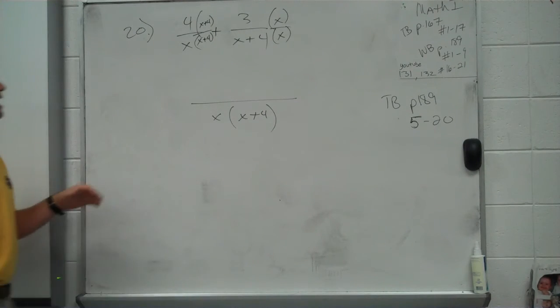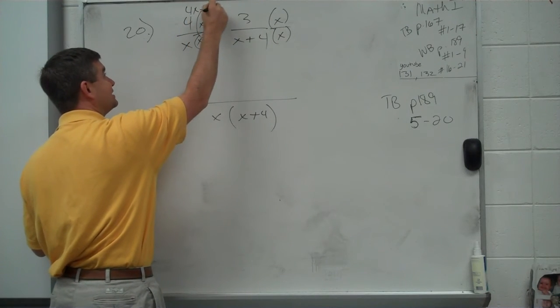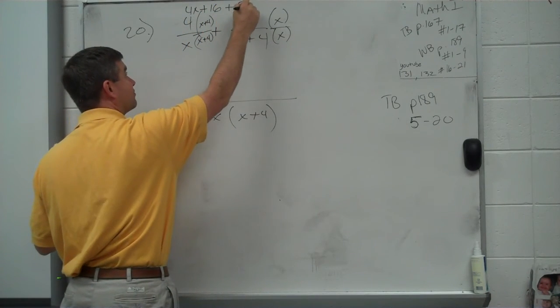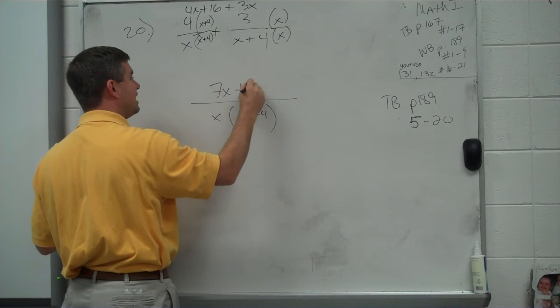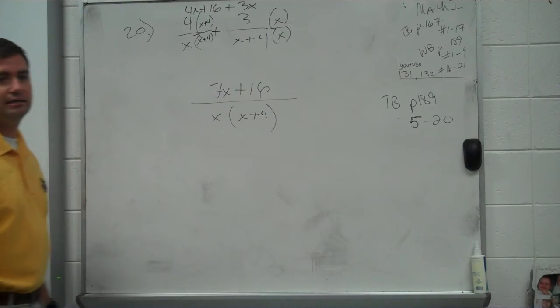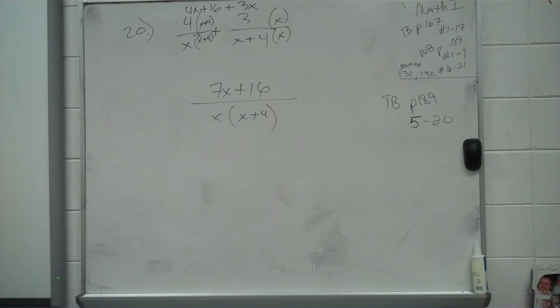So on the top I get 4x plus 16 plus 3x, so my answer is 7x plus 16. Where did the 16 come from? When you multiply 4 times 4. So I had to remember to do what? Distribute. Very important that you remember to distribute. That's why those parentheses are important. That's why each time I write those parentheses up there for you to see.